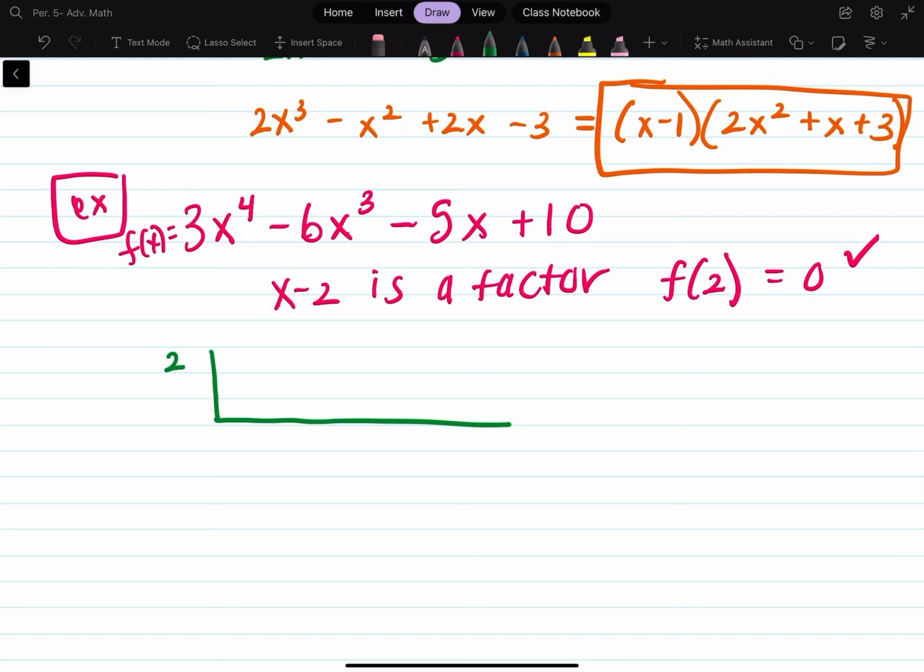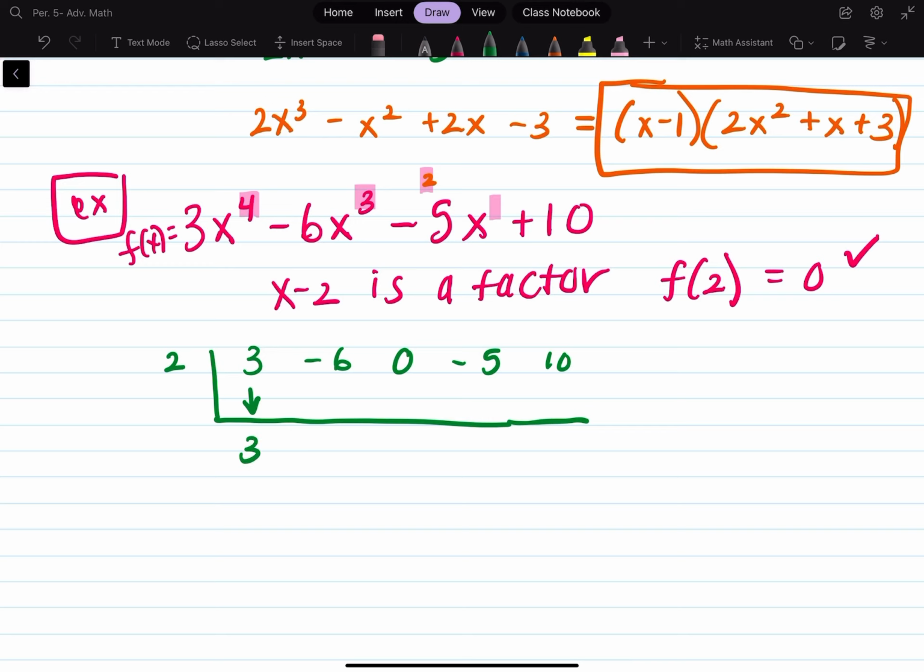Be careful here. You are missing an exponent. You go from 4 to 3, no 2. You're missing the 2. You have the 1 and then the nothing. So you need to fill in, leaving a 0 for that one. So this will be 3, negative 6, 0, because I'm missing my squared term, negative 5, positive 10. All right, we're going to bring down our 3, and let's do some synthetic division.